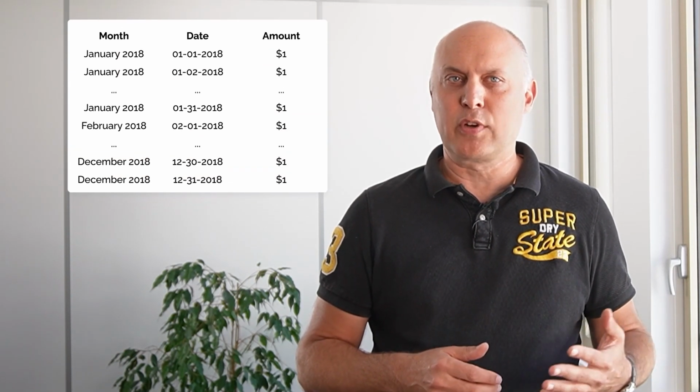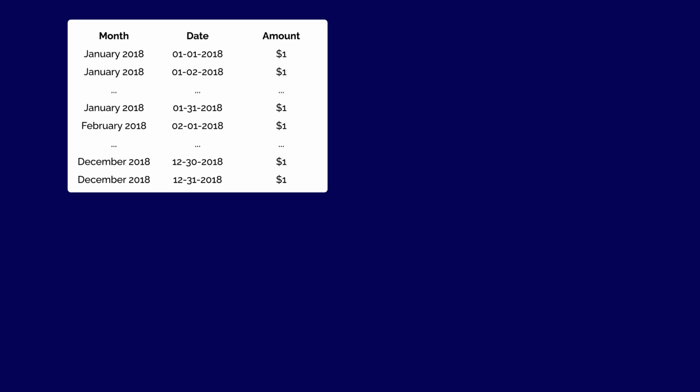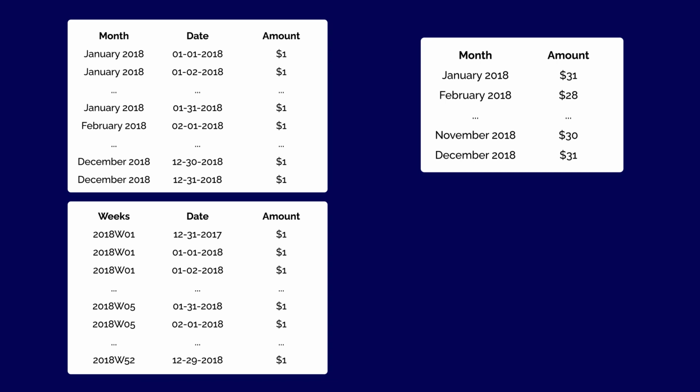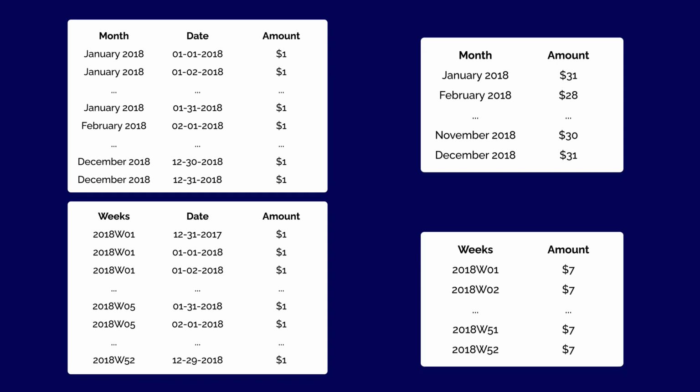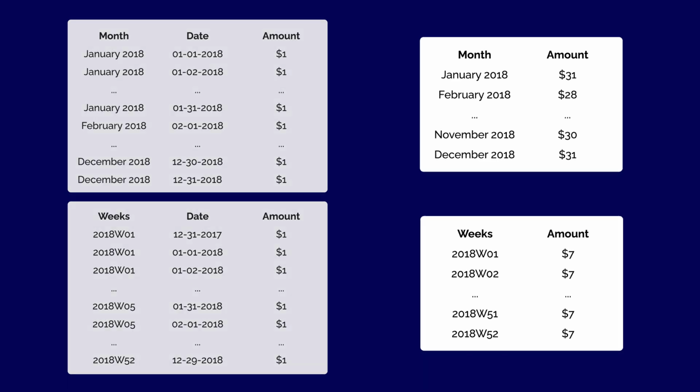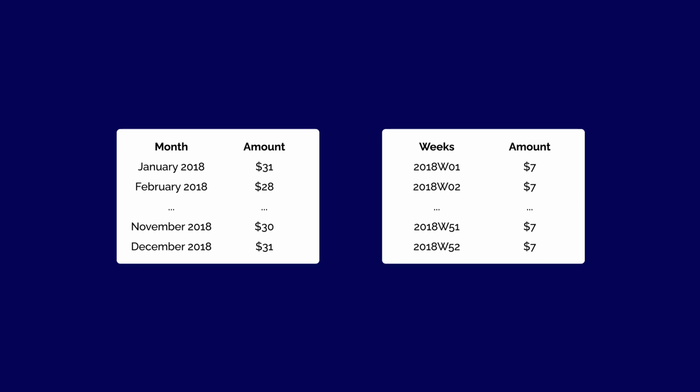To simplify, imagine that the amount is $1 per day for the year 2018. For the month, we will aggregate the following data, which give us the following results. And for weeks, we will aggregate the following data, and then we realize the sums per week. Let's display the two results side by side.